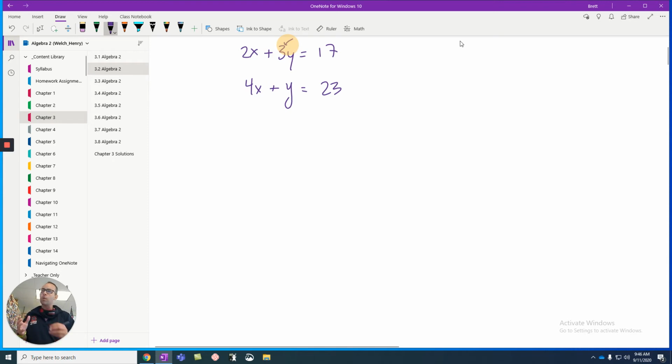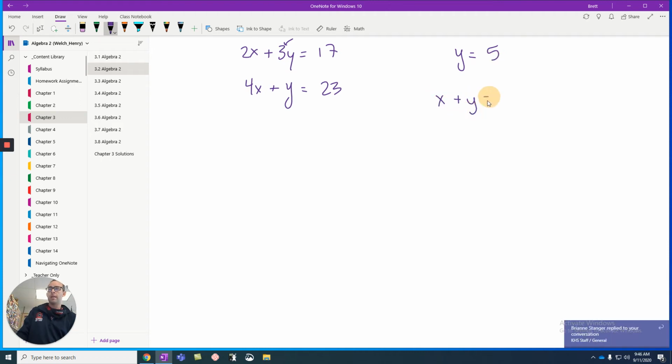So the idea that we're going to deal with here, I'm actually going to take those two equations and ignore them for a minute. Let's talk about some really simple ideas. Let's say that I know that y equals 5. And over here I have an equation that says x plus y equals 15, okay?